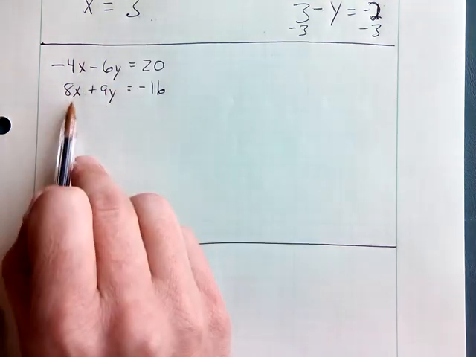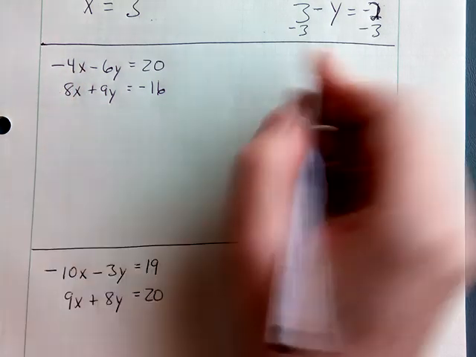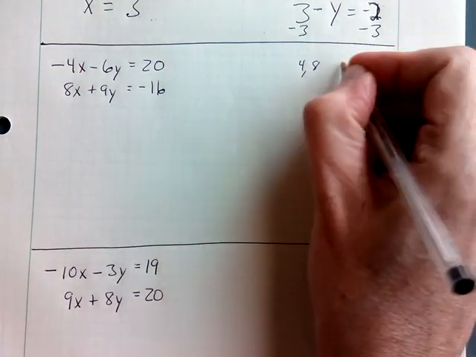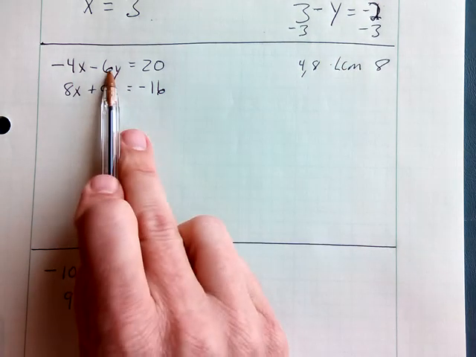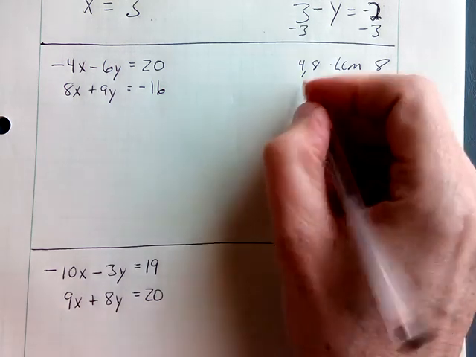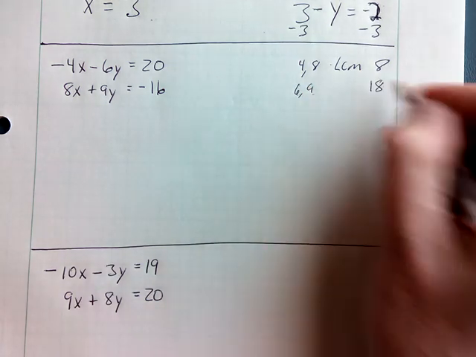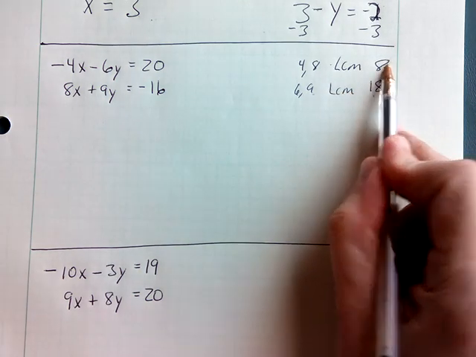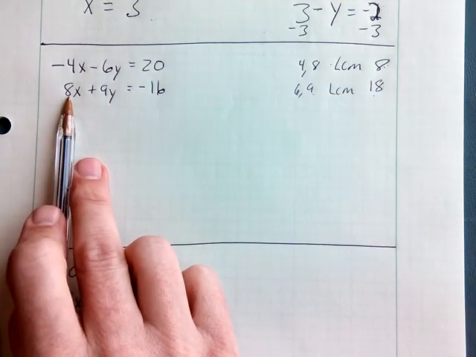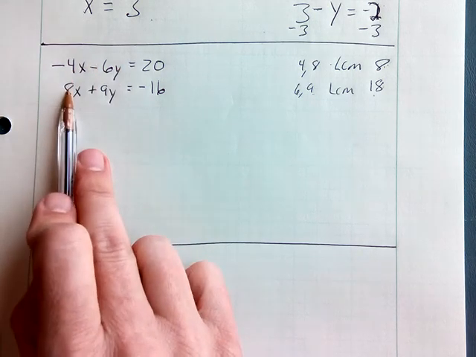So I need to find the least common multiple between the x's. So the least common multiple between 4 and 8 is what? What's the least common multiple? Well, that's 8. What's the least common multiple between 6 and 9? Well, that's 18. Right? Which one's smaller? Well, 8's smaller. So what I'm going to do is manipulate one, if not both, of these equations to get these to be both 8.